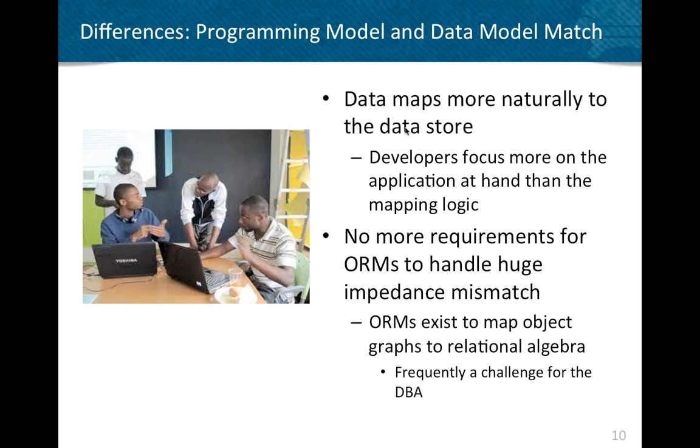So moving forward, talking just a little bit about the programming model and the data model. One other difference as you start looking at a NoSQL database is that you'll find that the data maps much more naturally to the data store. The big advantage here is that developers can end up spending a lot more time on the application at hand than the mapping logic. Even in this world of very modern object relational mappers and so forth, there can be situations where developers are spending a lot of time thinking through migrating data or dynamic migration of data, which is actually a little bit more of a challenge than is really required with modern systems.